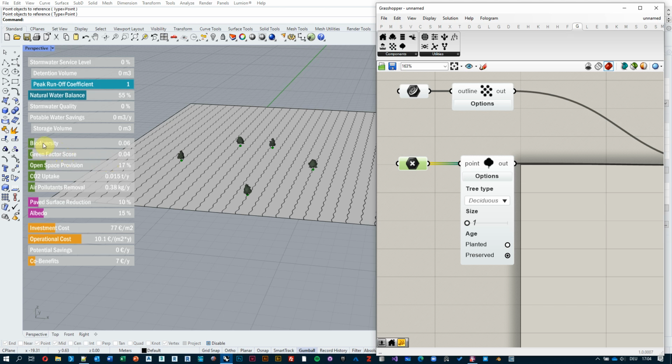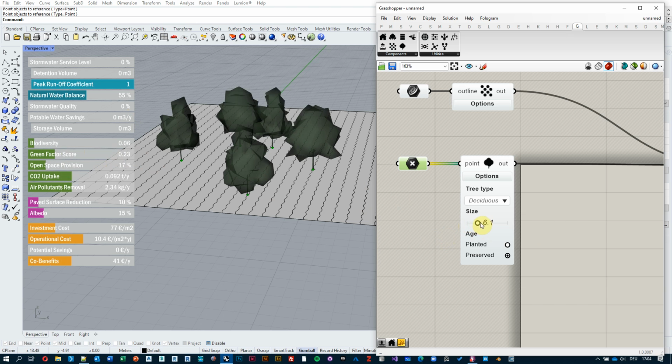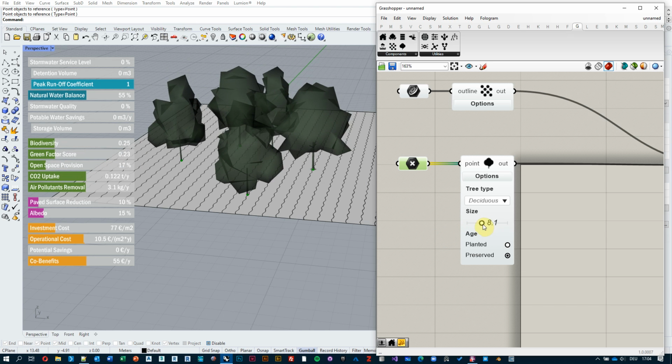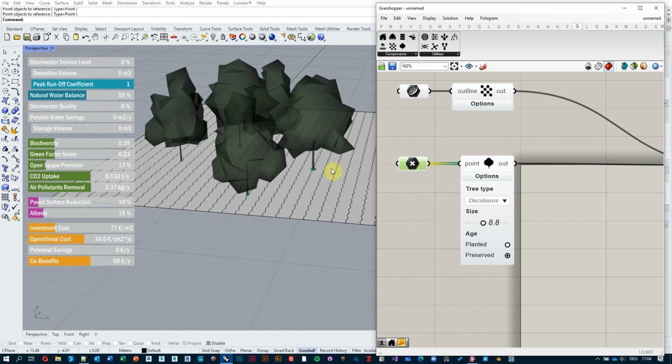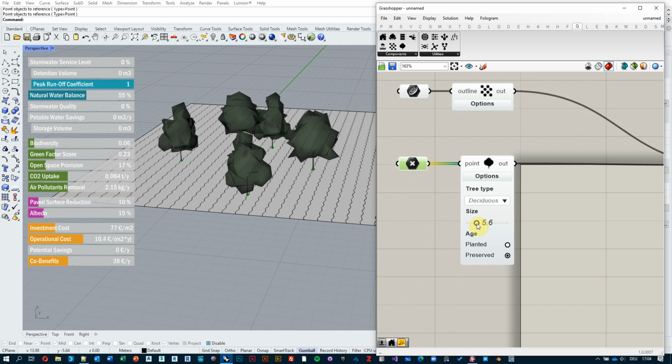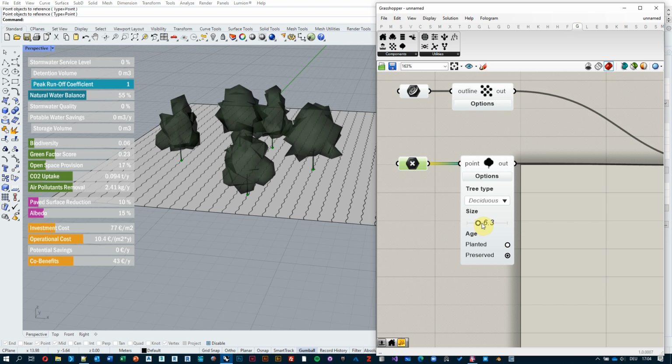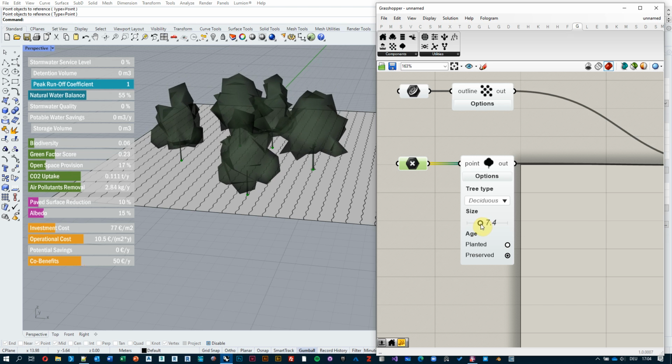So pay attention to the biodiversity and green factor score. It jumps between different sizes. So for example, over here, we can see that there is a threshold value around 3. So anything below 3 meters is treated as a shrub and has a very low contribution. If we go between 3 and I believe 7.5 here, you will see that the green factor score and biodiversity remain the same.